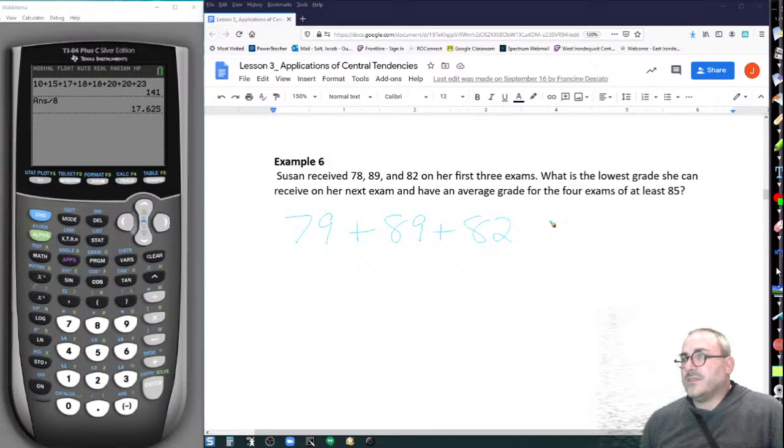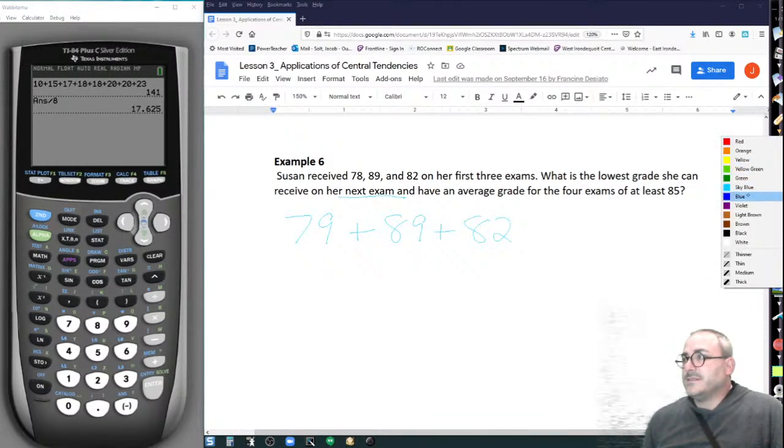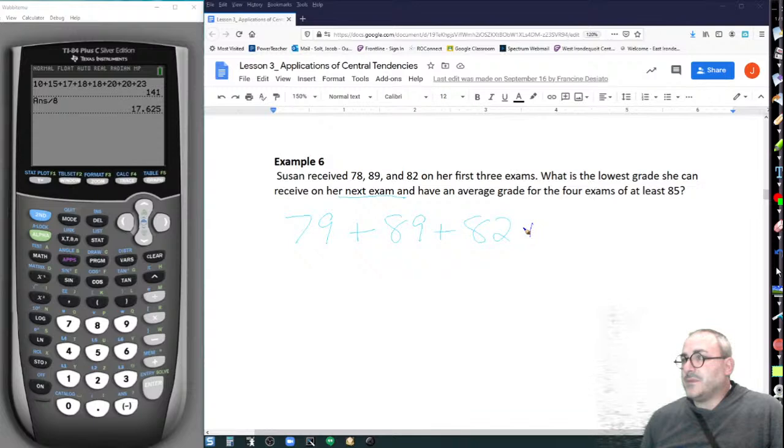I got the first exam. What's the lowest grade she can receive on her next exam? Again, that next exam thing tells me I have to add a variable. I'm not done here. Okay, me and this crayon are not gonna be friends. We're gonna have to have words. I'm gonna have to add a variable, and I would like the average to be at least 85.